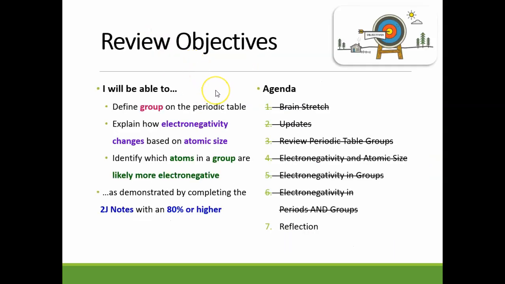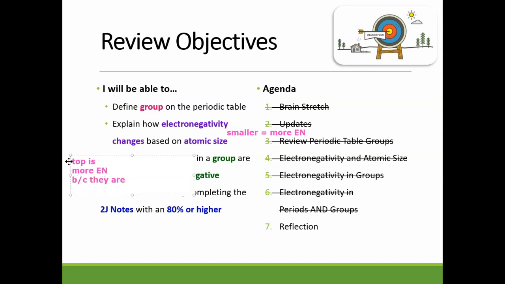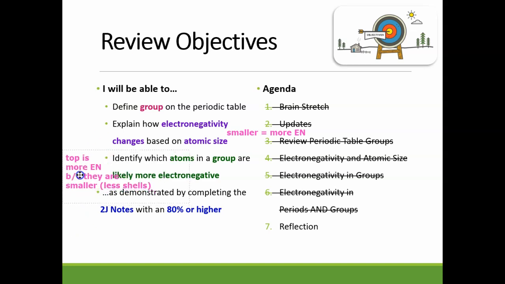All right, so today we talked about groups on the periodic table. We talked about how electronegativity changes based on atomic size. Remember, the smaller you are, the more electronegative you are, and we specifically applied that to groups. In groups, we said the top is more electronegative because they are smaller, and that is because they have less shells. And again, the smaller you are, the cuter you are, the more electronegative you are. It's easier for you to reach electrons.